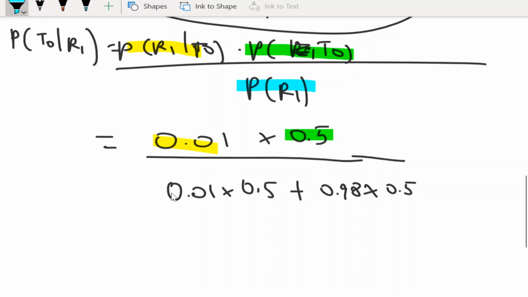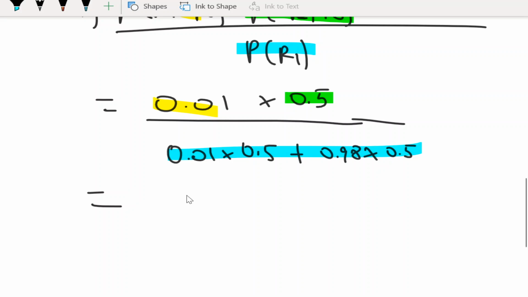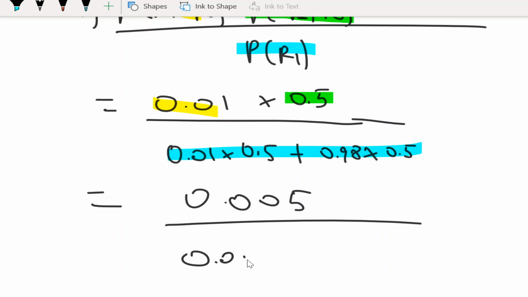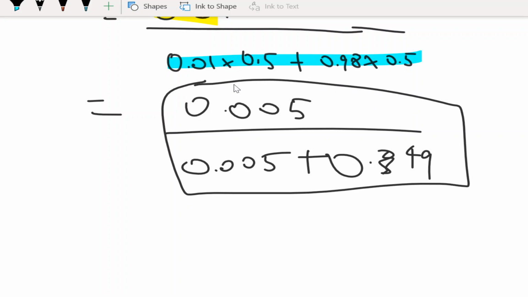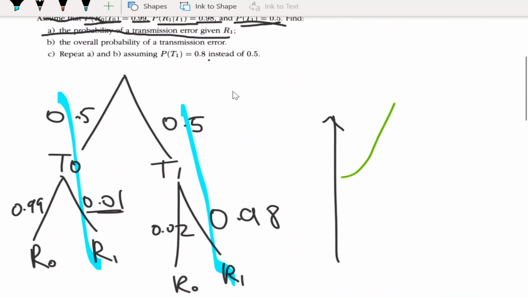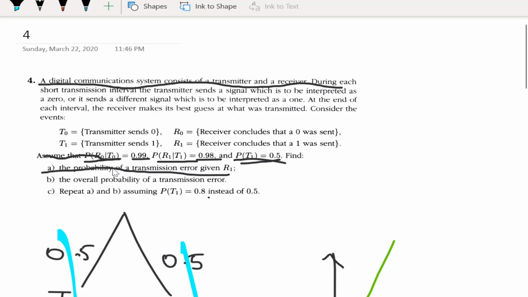And highlight. Okay, I like these colors. If we just simplify that down, that's just 0.005 over 0.005 plus 0.49. And then that's our answer. You can simplify further if you wish. So that was part A. Now let's do part B.